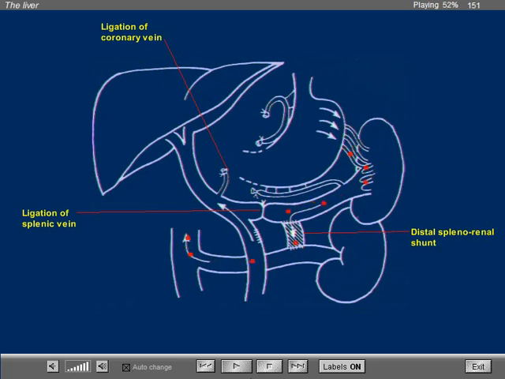Therefore, the procedure of choice is the so-called distal splenorenal shunt, popularized by my friends Warren and Zeppa, who were professors of surgery at the University of Miami. In such a procedure, the splenic vein is disconnected from the portal vein, and it is connected to the left renal vein, and the coronary vein is ligated. So blood goes from the fundus of the stomach to the splenic venous system, and from there to the left renal vein. In this technique, the splenic flow is preserved, and therefore the complications of hepatic encephalopathy are not as great as with the other surgical procedures.